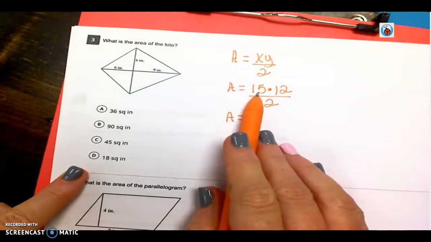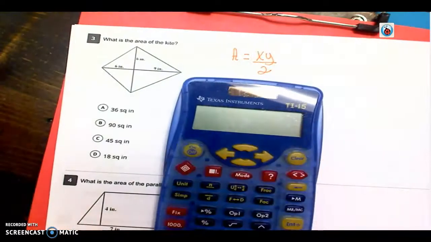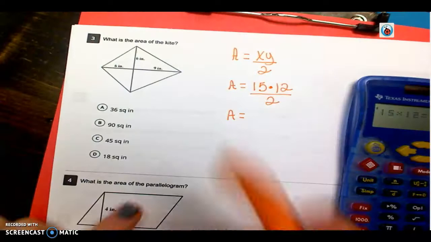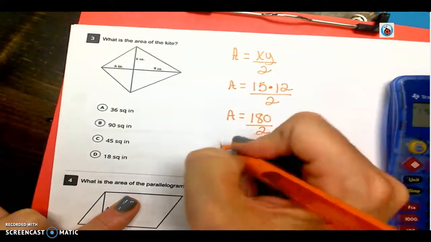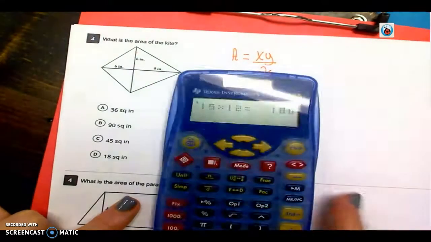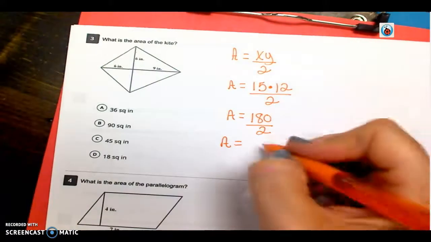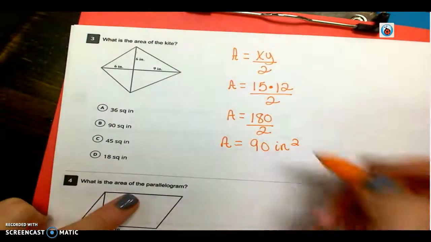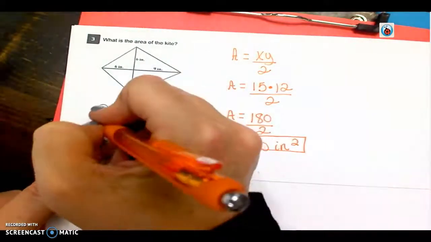So you can do 15 times 12 on your calculator. 15 times 12 is 180. So we have 180 divided by 2. And so we're going to go ahead and divide by 2, and that's going to give us 90 inches squared. And as you can see, that is going to be choice B.